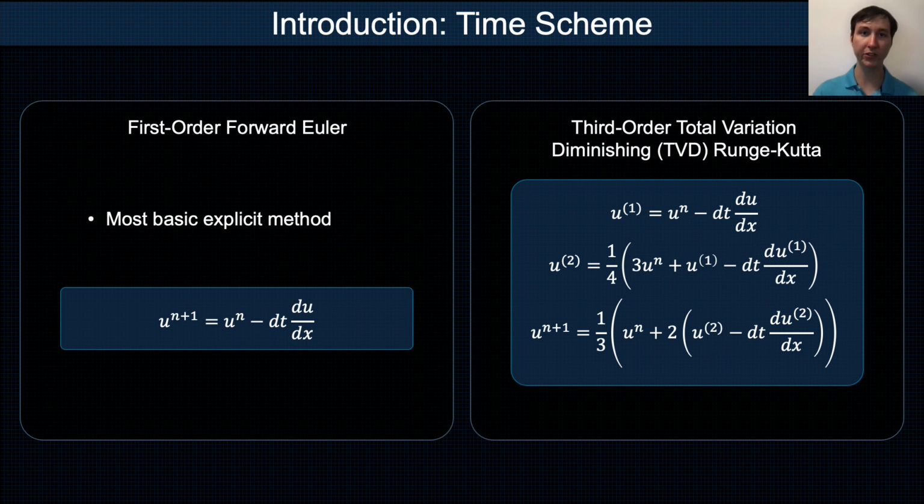So let's now introduce our time schemes. The first is the first order forward Euler. It's the most basic explicit method for time stepping, and it's given by this one simple equation, which is done every time step. The third order total variation diminishing Runge-Kutta is a little bit more complicated and a little bit more computationally intensive, and it requires solving these three equations each time step. But the bright side is total variation diminishing means that no new extrema are created each time step, which is good for having higher order of accuracy.